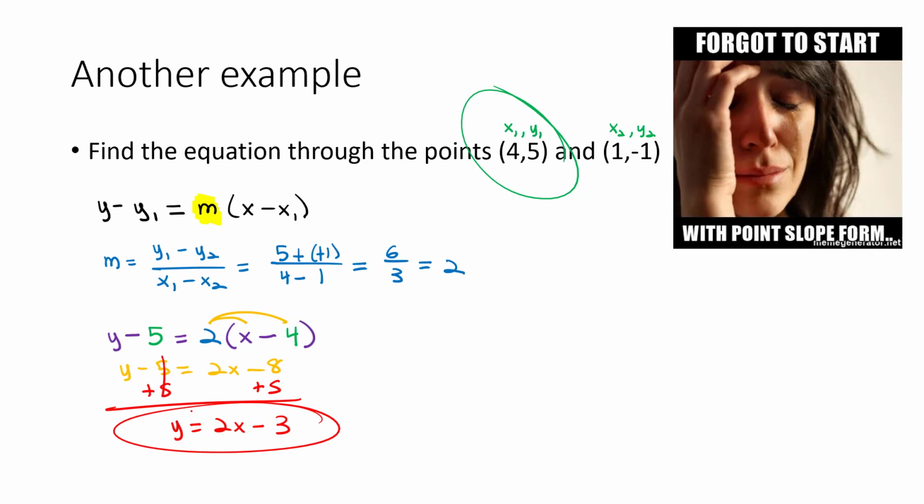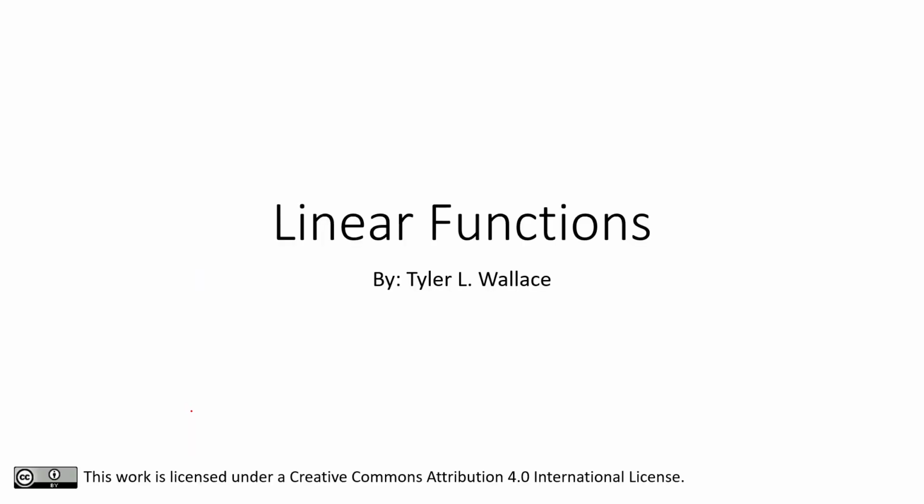So the big new formula, the point-slope formula, y minus y1 equals m times (x minus x1). Also a quick review of what we know about linear functions, how to find the slope, what the slope-intercept equation is. Take a look at the homework assignment and let your instructor know if you have any questions.